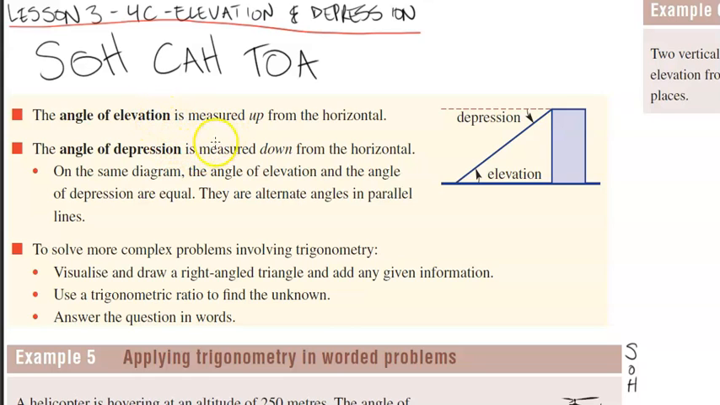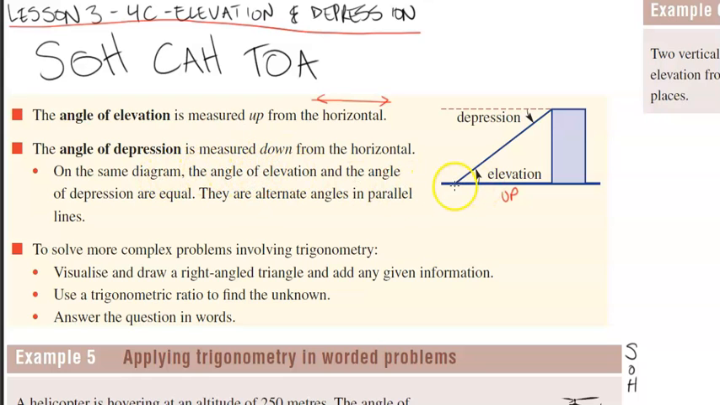So the angle of elevation is measured up from the horizontal. So think of the horizontal. Horizontal just means a line that goes across from left to right. The opposite of horizontal is a vertical, which goes up, down. Okay, so angle of elevation, which we can see here, here's a horizontal. And then when we draw a line from the horizontal and we measure up, this is called the angle of elevation. And then the opposite of this, the angle of depression, is measured down from the horizontal.